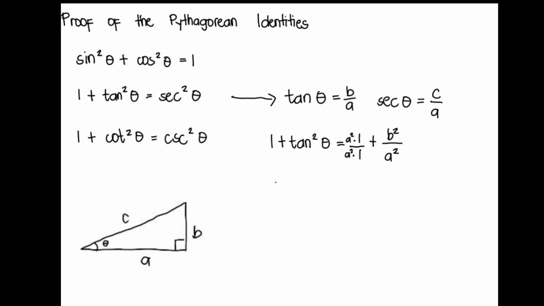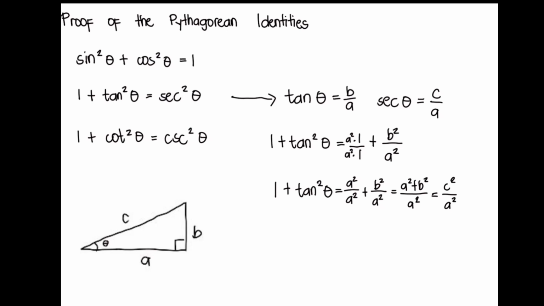So I get that 1 plus tangent squared theta equals a squared over a squared plus b squared over a squared. I can combine these two fractions into one because their denominators are the same. So I have the common denominator, and on top, a squared plus b squared. Again, the Pythagorean theorem says the numerator itself is equal to c squared.